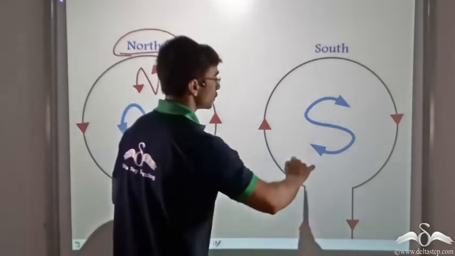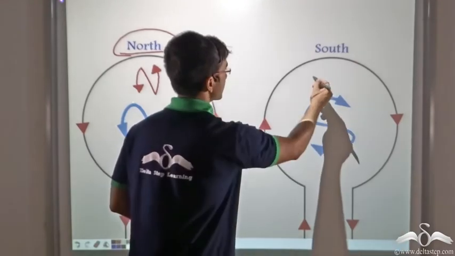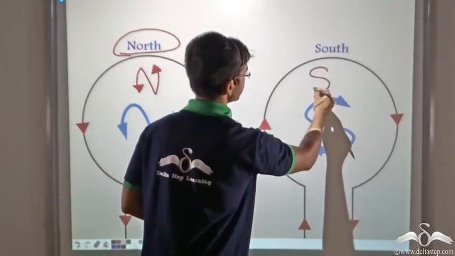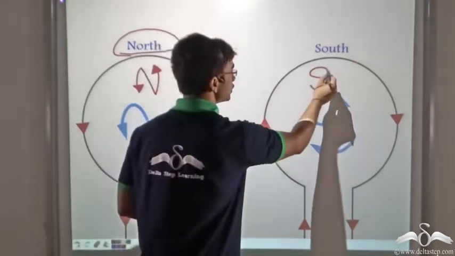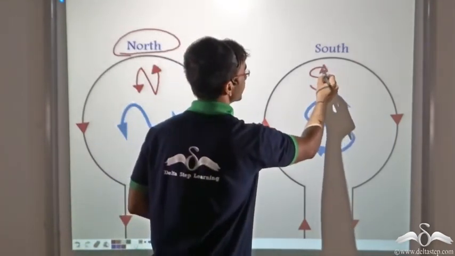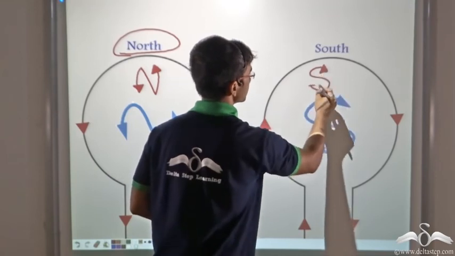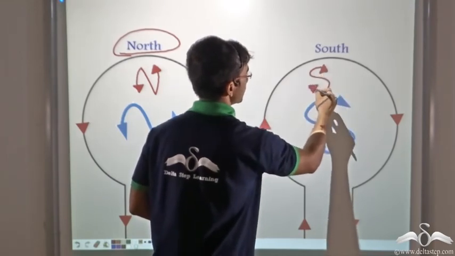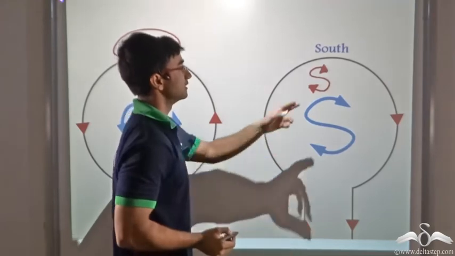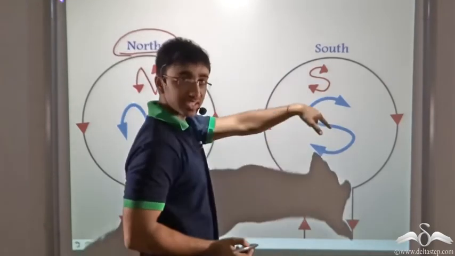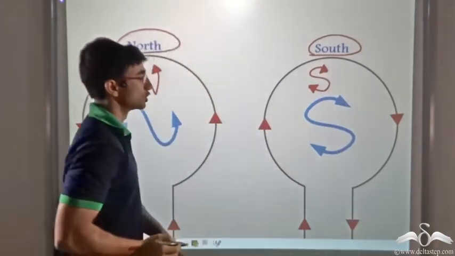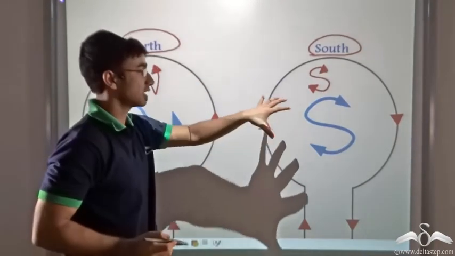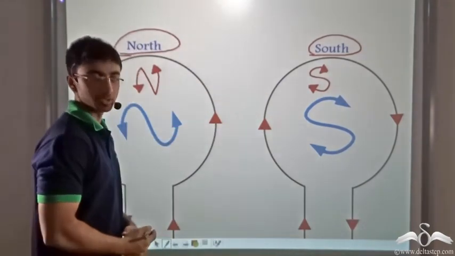Similarly, where current is flowing in a clockwise direction, consider the letter S. Again, consider both the ends of S and draw two arrows pointing outwards. So as you can see, these two arrows depict the clockwise direction and the letter S stands for south. So this indicates the south pole of the current carrying loop.